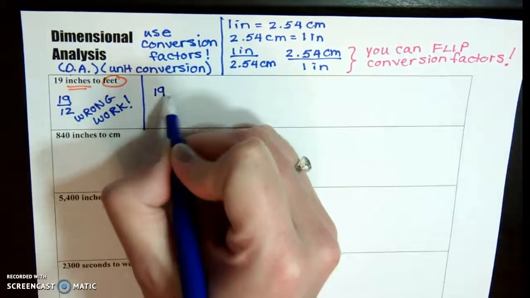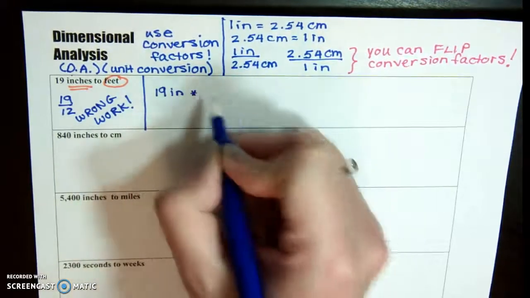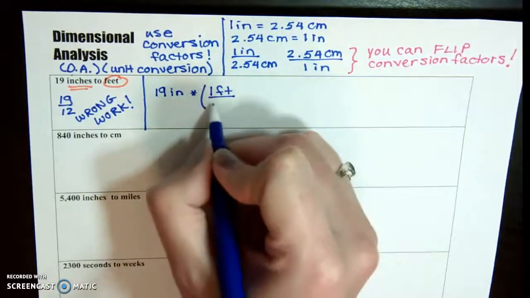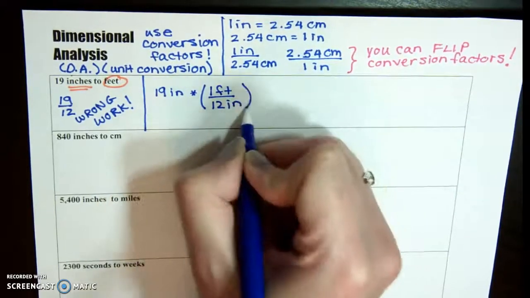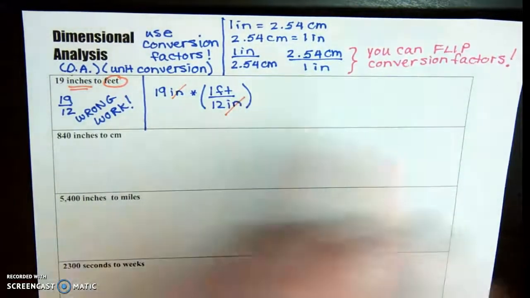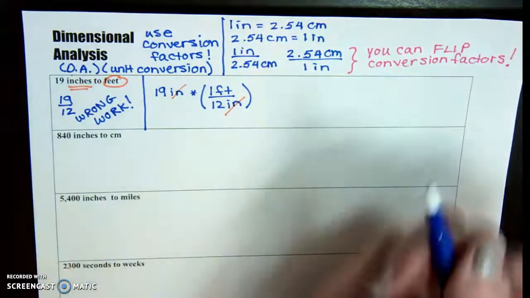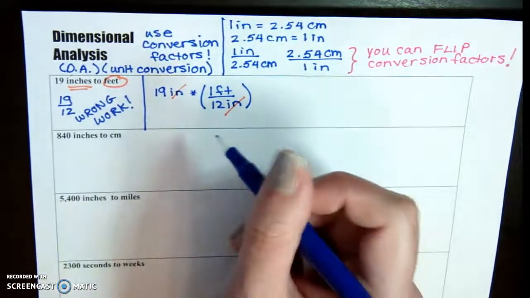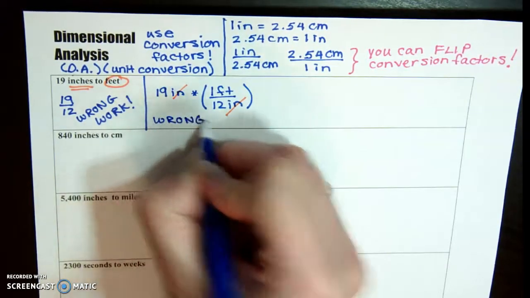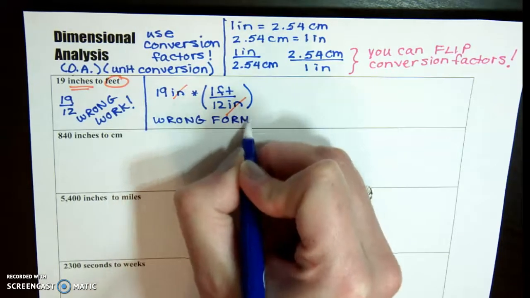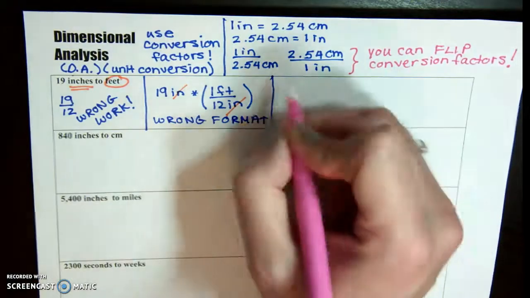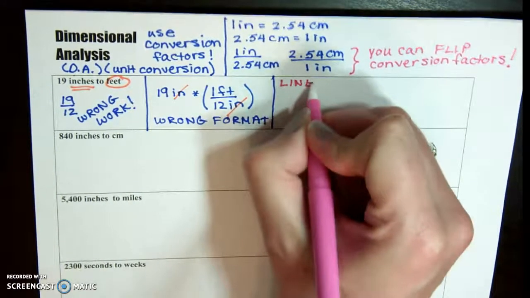So instead we can write 19 inches and we're going to multiply that by the fact that 1 foot is the same as 12 inches. If I have 1 unit on the top and 1 unit on the bottom, they cancel. And that's a much better way to show our work. That's not really the format that I'm going to use though. So this is just kind of the wrong format. What I'm going to do is I'm going to use something called the line method.